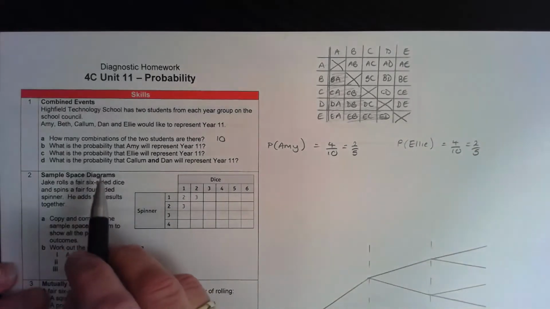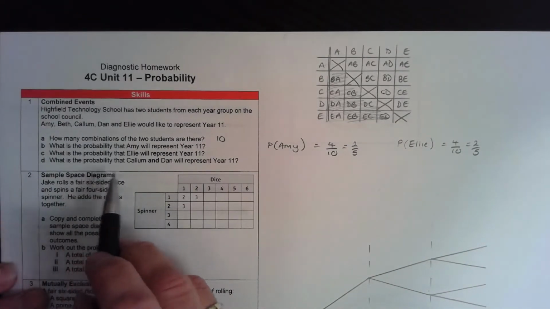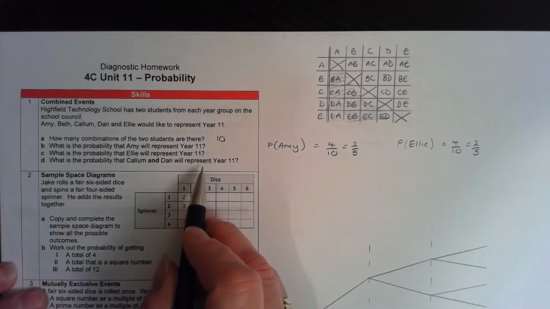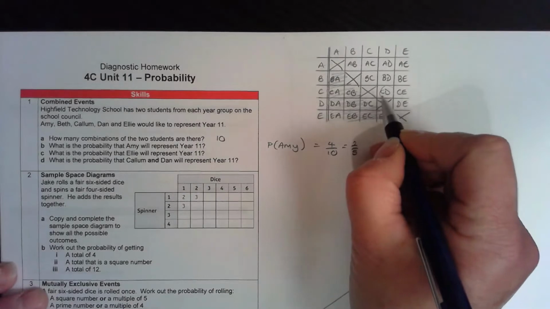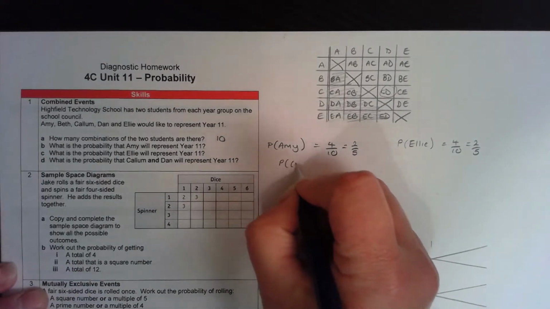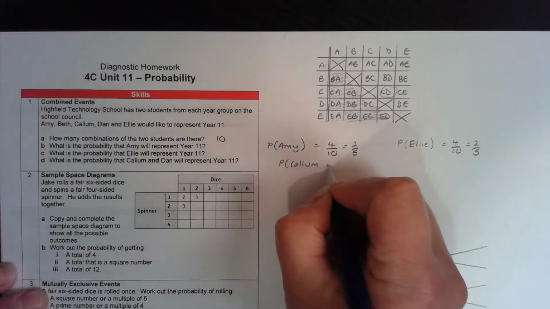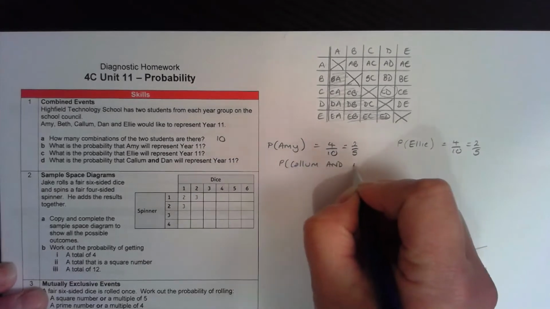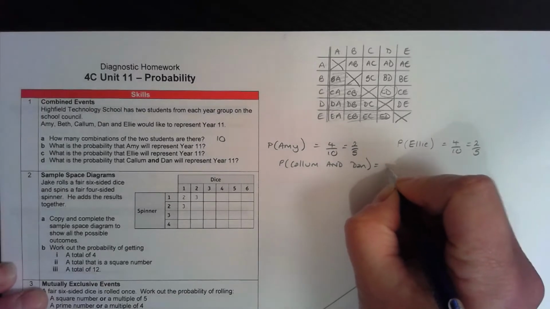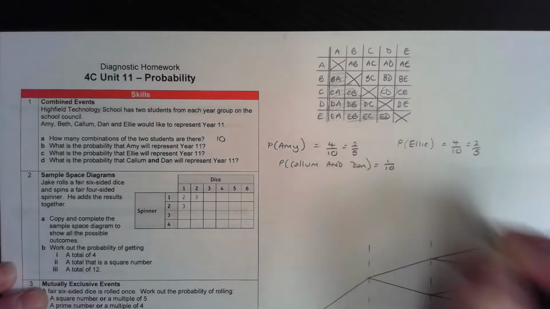And then the last one, what is the probability that Callum and Dan will represent Year 11? Well, there is only one combination containing Callum and Dan. So the probability that Callum and Dan are chosen to represent Year 11 is just that 1 out of 10.